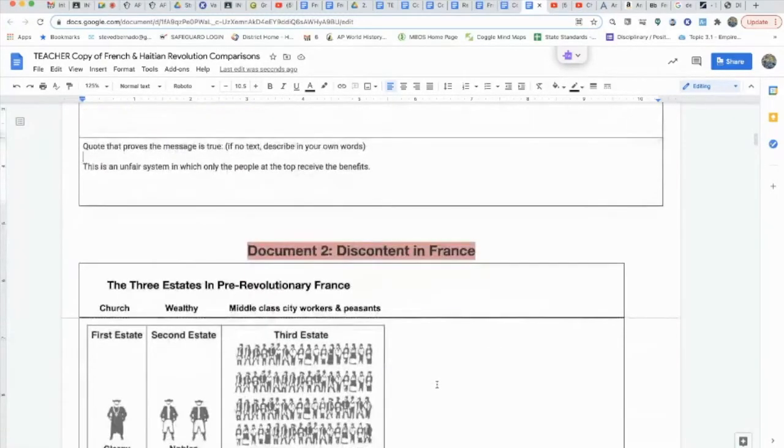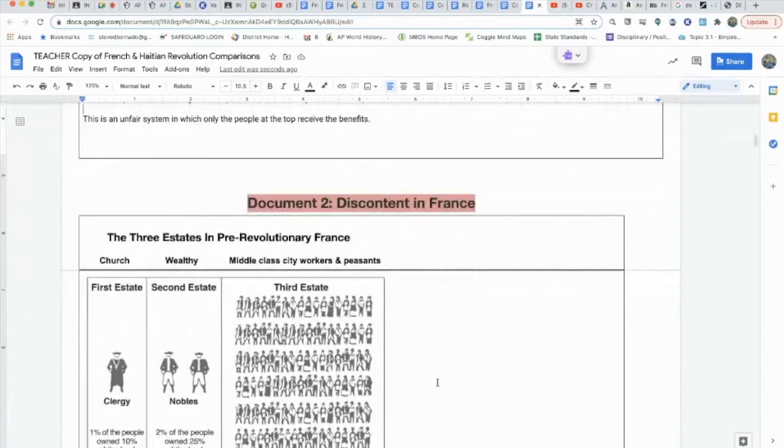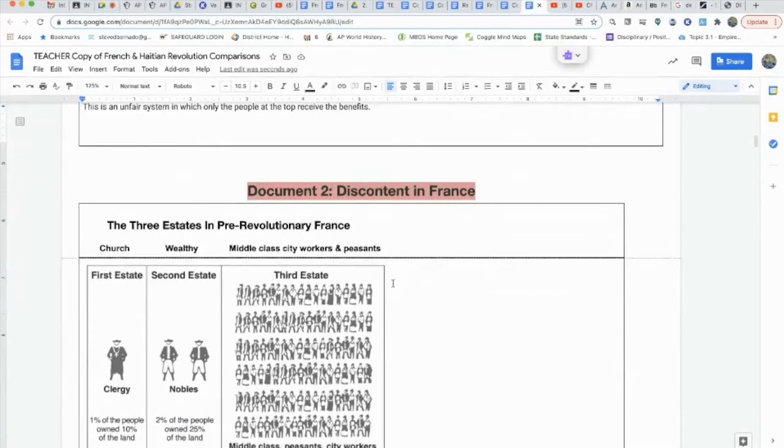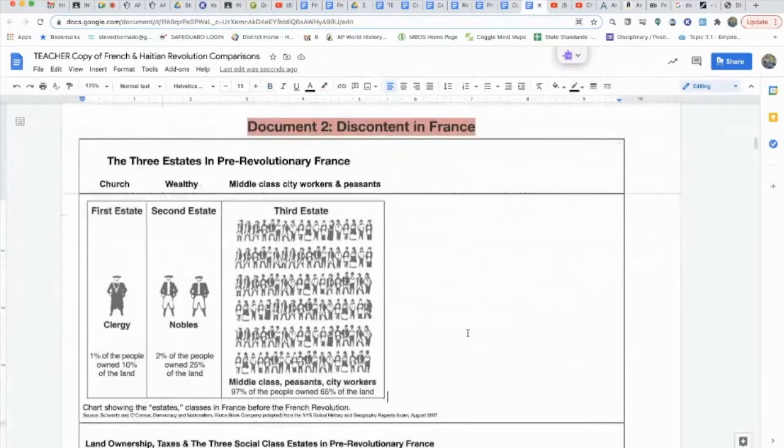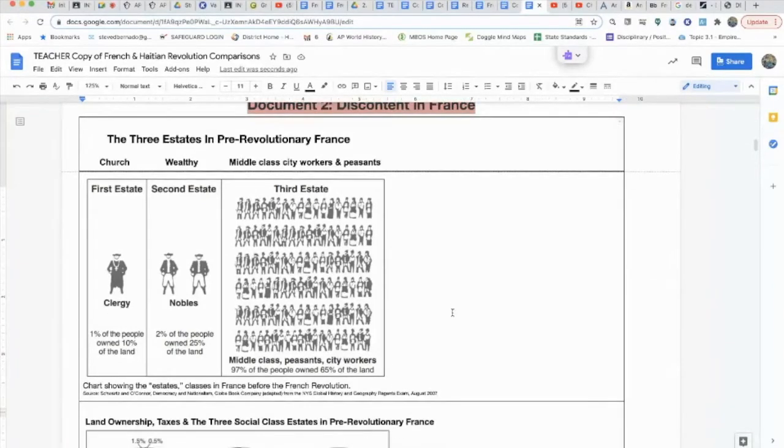Let's move on to document 2. Now we're moving to France. Discontent in France, so resentment in France. Now we have to perform some analysis here. We're going to compare these two documents. We learned the discontent in Latin America, right? Central and South America, and the Caribbean is Latin America and all the people who live there. Now let's go to France.